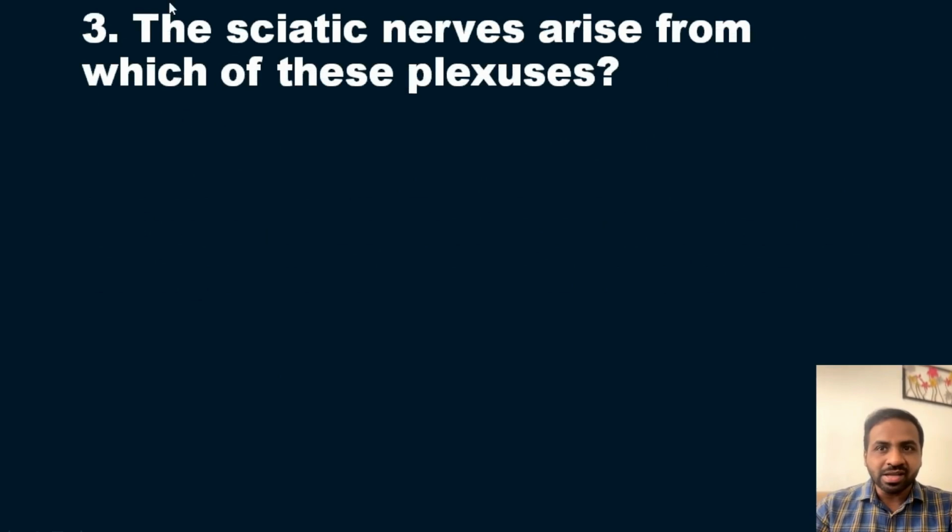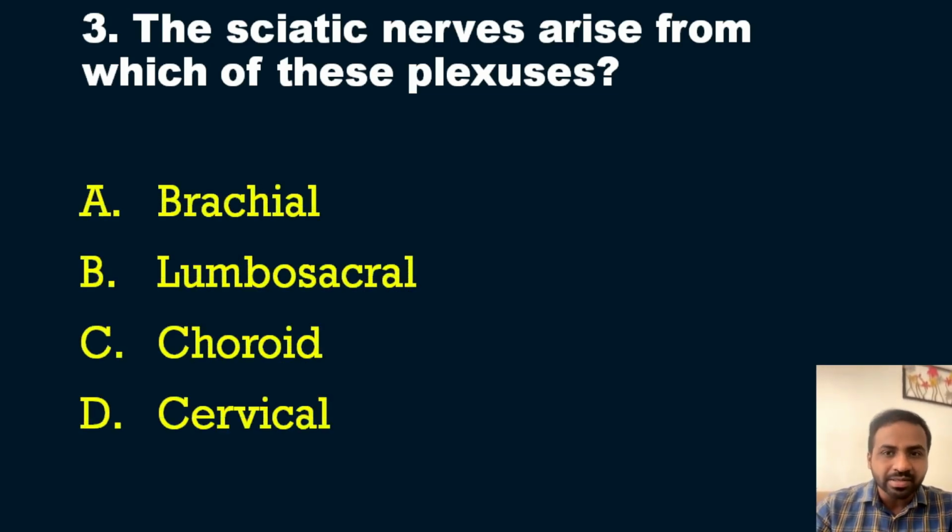The third question is from the central nervous system, and the question is, the sciatic nerves arise from which of these plexuses? The question is a very direct question. We know that we have so many plexuses in our body, and what is asked is which plexus the sciatic nerve belongs to. The options are: first, brachial plexus; second, lumbosacral plexus; third, choroid; and the final one is cervical.